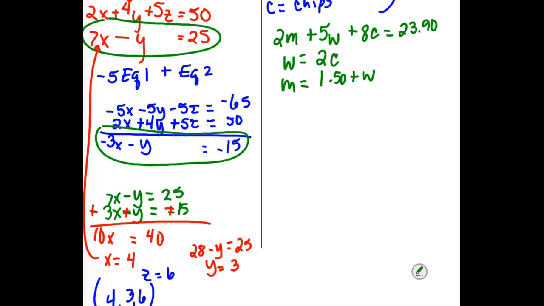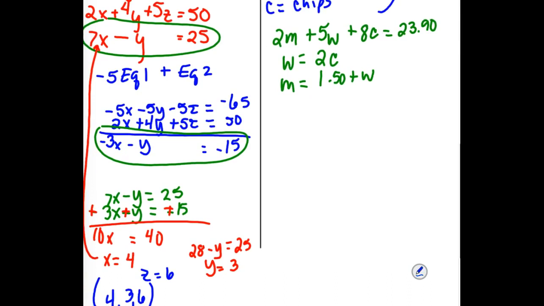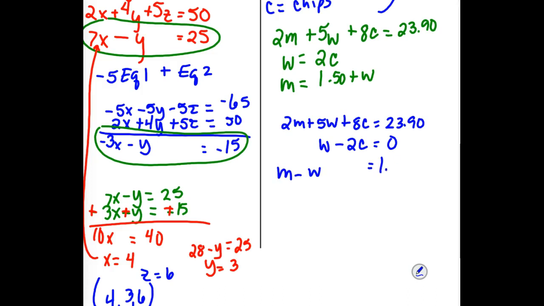Okay? So let's keep our first equation the way it is. Our second equation, I'm going to put that W and 2C on the same side. So I'm going to subtract the 2C over. And now I have it equal to 0 on the right-hand side. Okay? And then for the third equation, I'm going to bring the W over to the left side. So I would have M minus W equaling $1.50. Okay, so that's my new system, but they're lined up so I can kind of tell what I should try to cancel out. Okay?